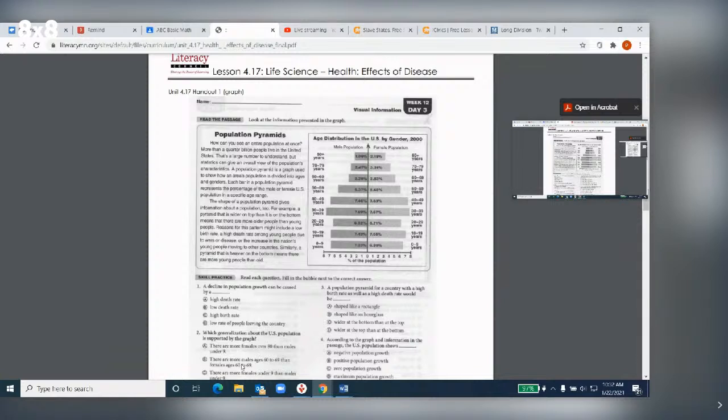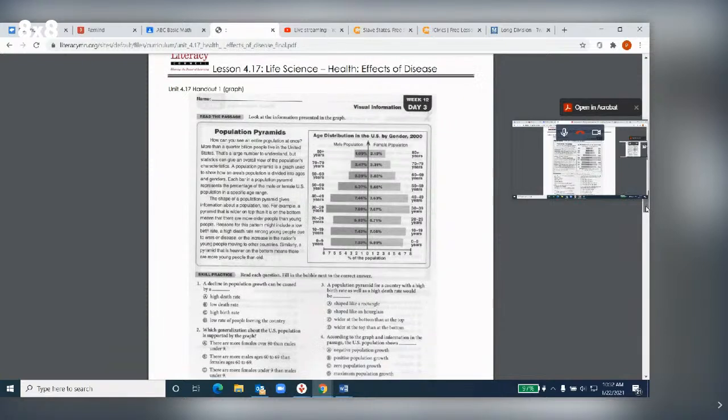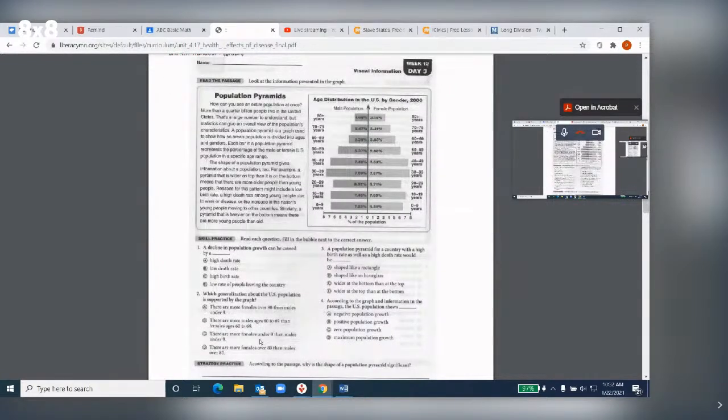Okay, so B: there are more males aged 60 to 69 than females 60 to 69. So let's look at 60 to 69. Males is 3.39 and females is 3.8. So that one's not right either, because there's more females in that age group. Okay, so let's go down to C. There are more females under 9 than males under 9. Let's go under 9. Females 6.89, males 7.23. So that one's not right.